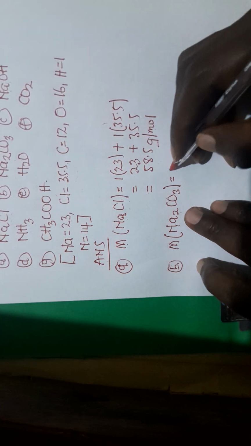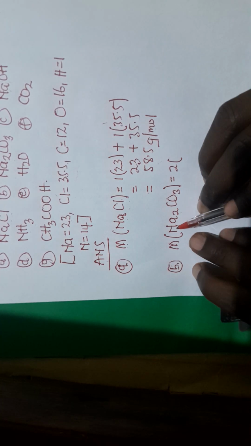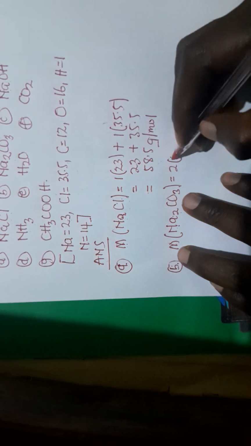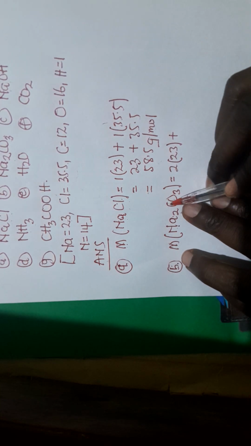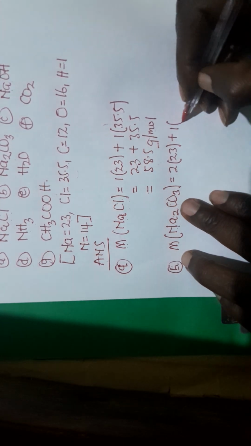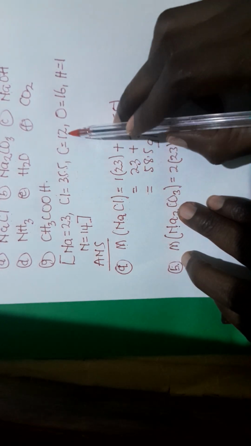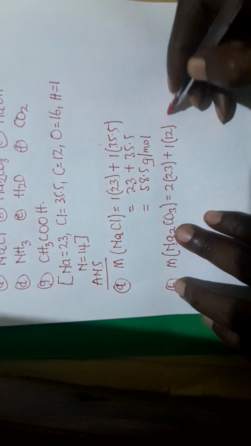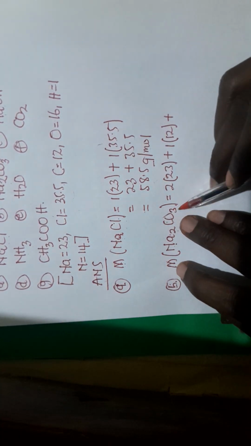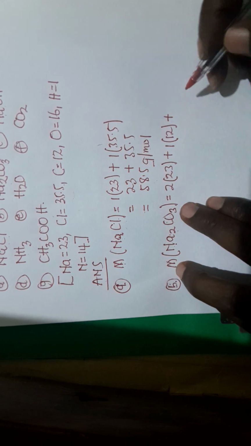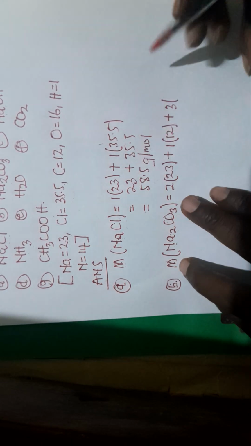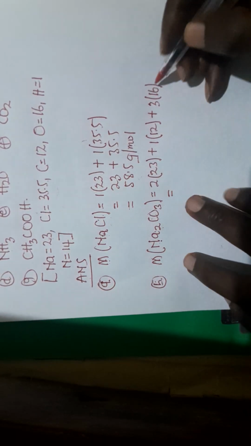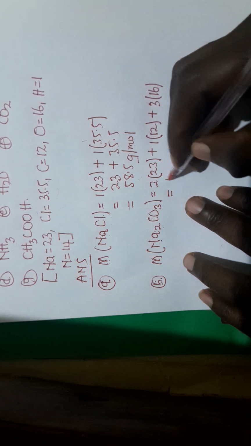Sodium atomicity 2. Very simple. Then the relative atomic mass of sodium again, 23. Plus, you go to carbon. What is its atomicity? Just 1. Then the relative atomic mass, 12. Plus, we come to oxygen. What is its atomicity? 3. Relative atomic mass is actually 16. Then the total there is 46.